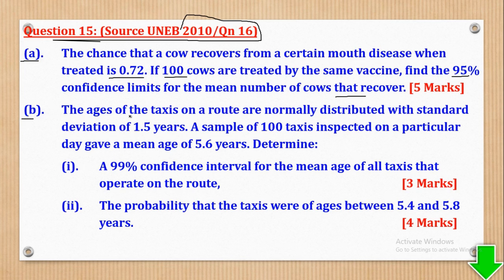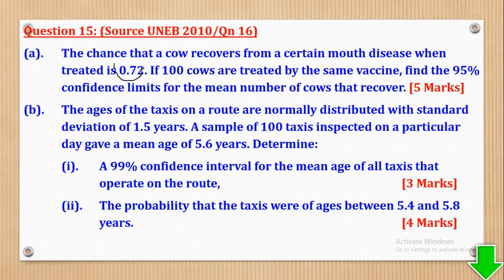the ages of the taxis on a route are normally distributed with standard deviation 1.5 years. A sample of 100 taxis inspected on a particular day gave a mean age of 5.6 years. Determine Roman 1, a 99% confidence interval for the mean age of all taxis that operate on the route. Then Roman 2, the probability that the taxis were of ages between 5.4 and 5.8 years. So we shall start with part A.